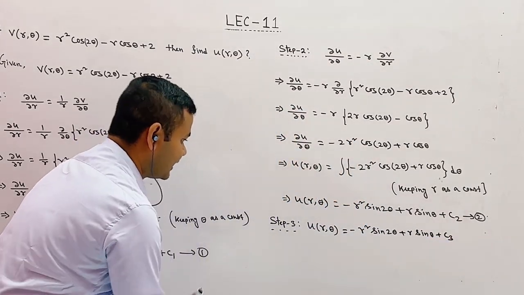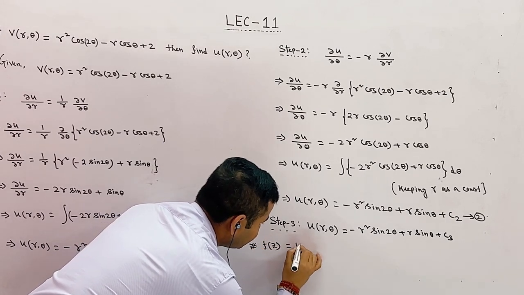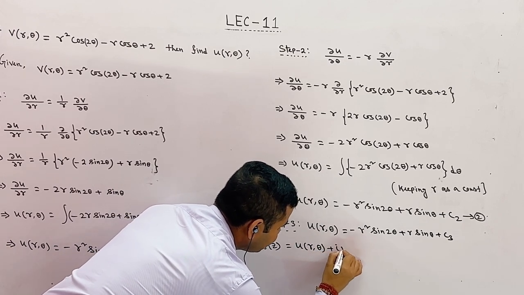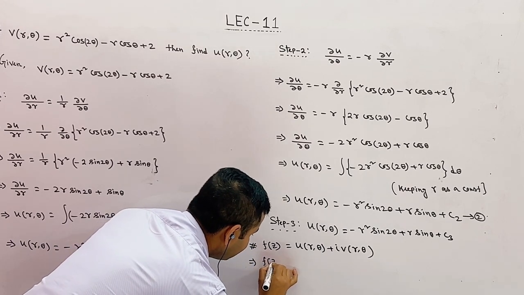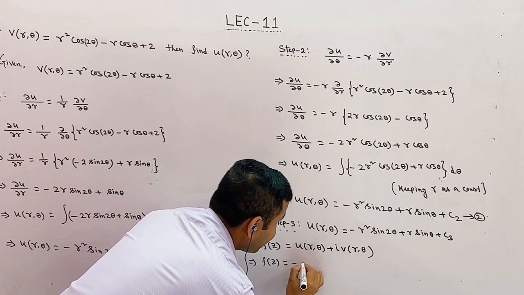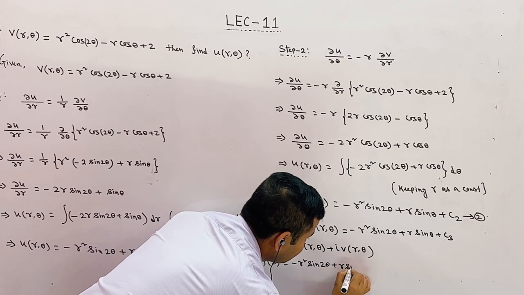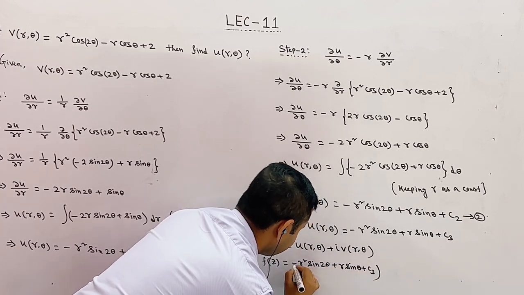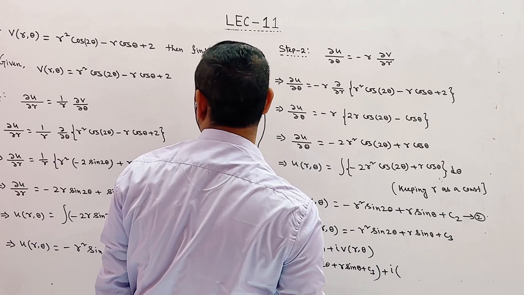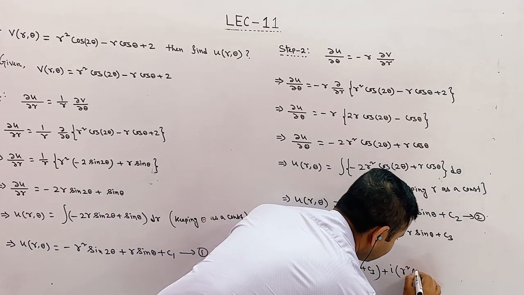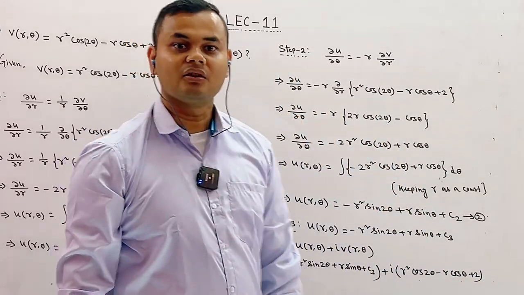And apart from that, we can express f of z as follows. f of z is equal to u(r,θ) plus iota v(r,θ). So finally, we will get f of z is equal to minus r square sine twice theta plus r sine theta plus c3 plus iota into r square cos twice theta minus r cos theta plus 2. So this is all about today's video.